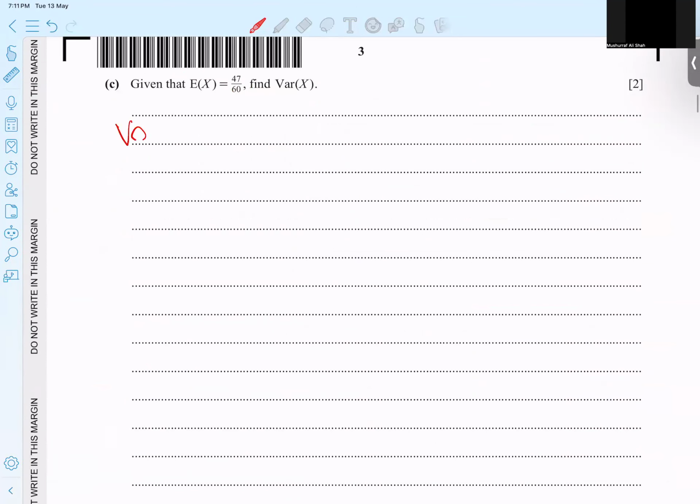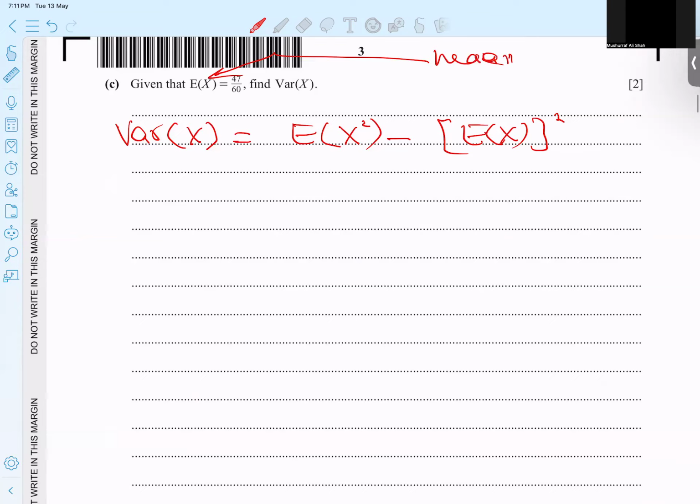Okay, all clear. Now he's asking that E of X is called mean, which is given. What is the variance formula, students? Variance of X is E of X to the power 2 minus the square of the mean. Make sure this is called mean.